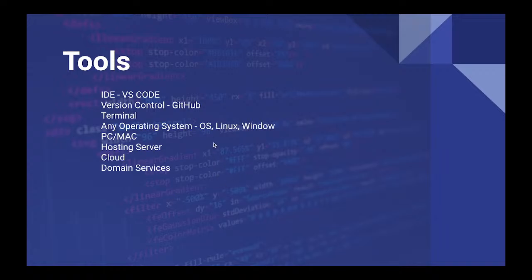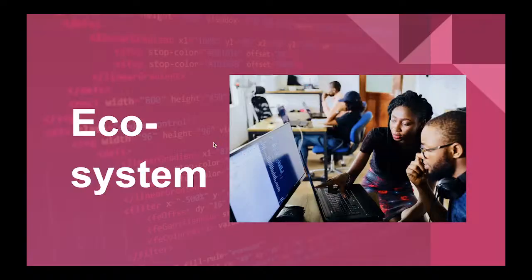And then we have all these domain services where you register your domain. A domain name is www.peterian.dev or something like that. So those are your domain names that you can register. And then we have the ecosystem, which is the last thing I want to discuss.